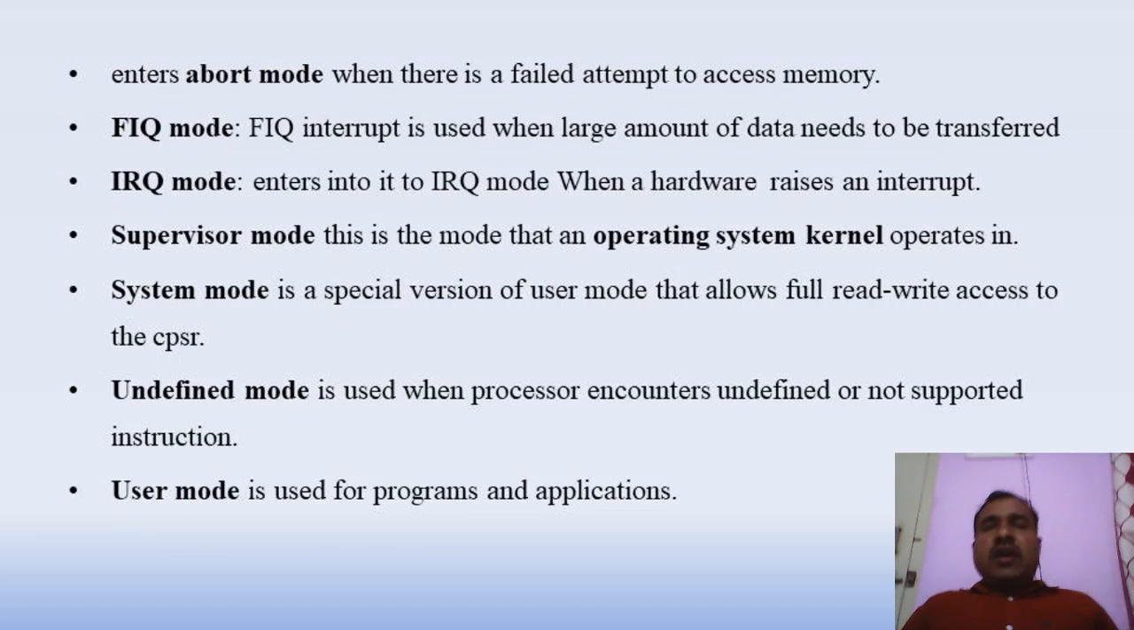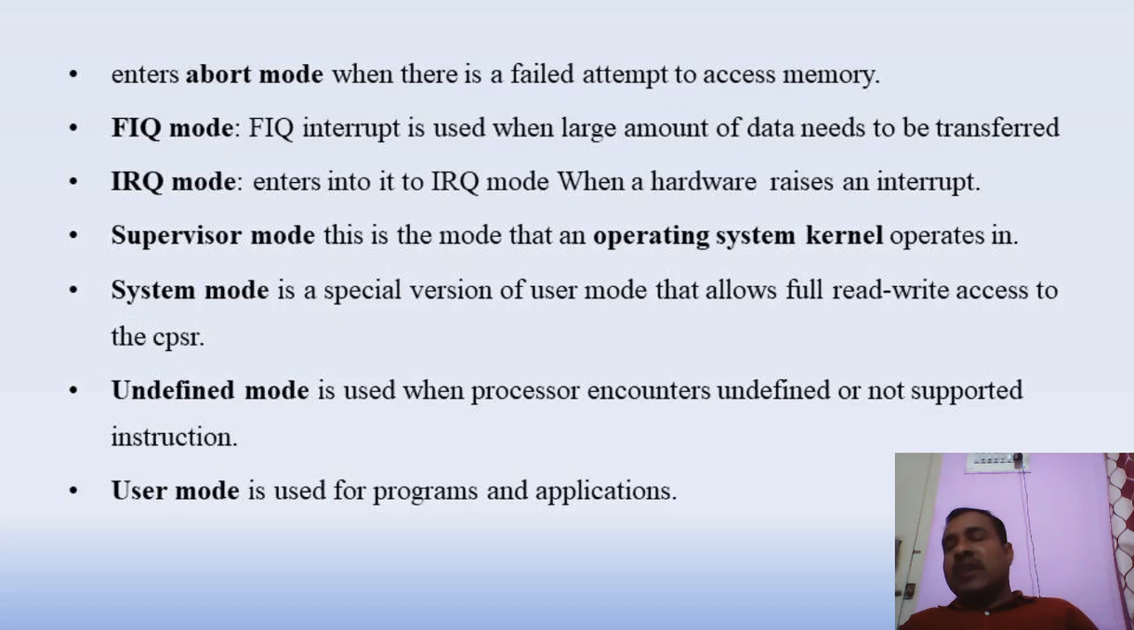The processor enters into abort mode when there is a failed attempt to access memory. This mode is invoked when you are trying to access a memory which you don't have permission to. For example, some memories are blocked from access, and if you try to access that memory, the processor will throw you into this mode.